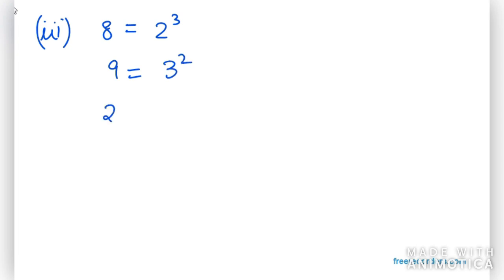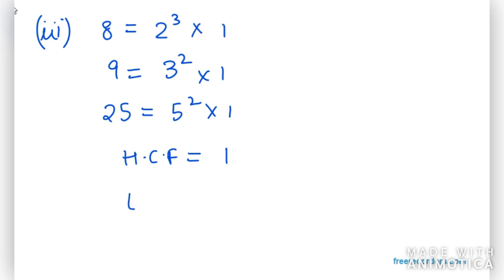Now the third part of the question says 8, 9 and 25. So 8 can be written as 2 cube, 9 can be written as 3 square, then we have 25 can be written as 5 square. Again there is no common factor but only 1. So HCF is again 1.